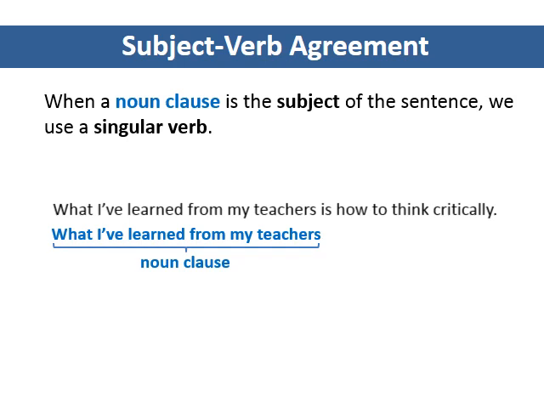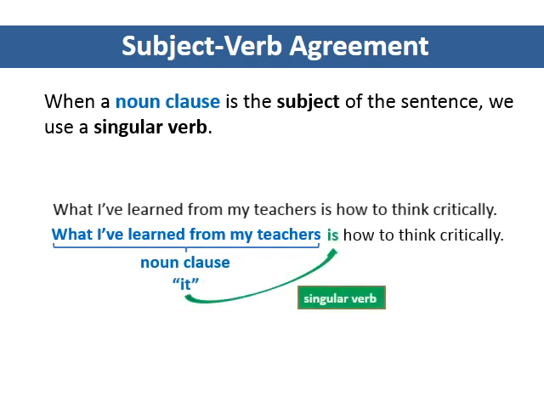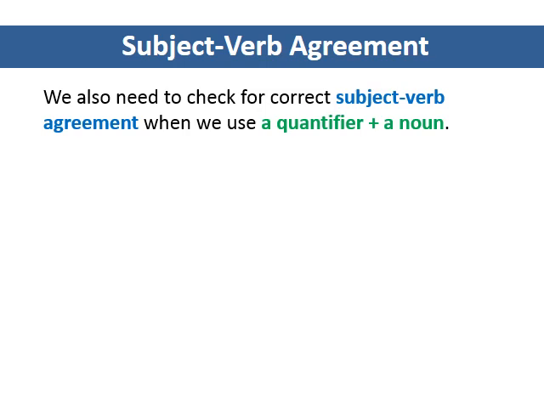When a noun clause is the subject of the sentence, we use a singular verb. Notice how we can replace this noun clause with it. The noun clause functions as a singular subject. We therefore use is so the noun clause and the verb agree. We also need to check for correct subject-verb agreement when we use a quantifier plus a noun. Quantifiers are words that modify nouns and noun phrases and talk about amounts.